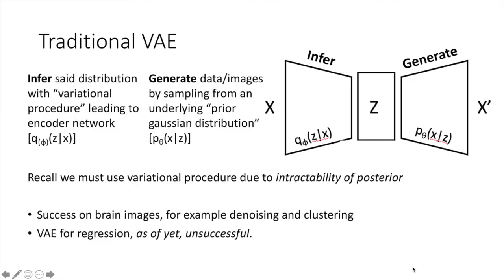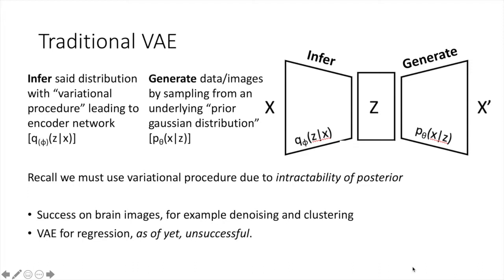So a traditional variational autoencoder, or VAE, aims to infer a distribution with a variational procedure leading to an encoder network, q phi z given x, and therefore we can generate data and images by sampling from an underlying prior Gaussian distribution, which is z, and that generational network is p theta x given z. Recall that we must use a variational procedure due to the intractability of the posterior, hence the reason for q phi substitution of p theta.